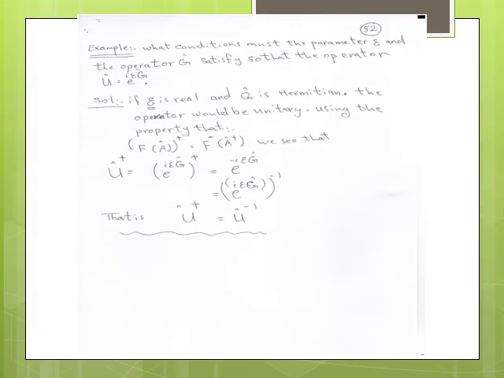Example. What conditions must the parameter epsilon and the operator G satisfy so that the operator U is equal to e to power i epsilon G be unitary? So if epsilon is real and G is Hermitian, the operator will be unitary using the property that.